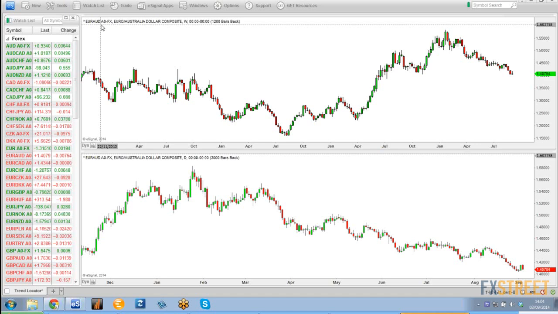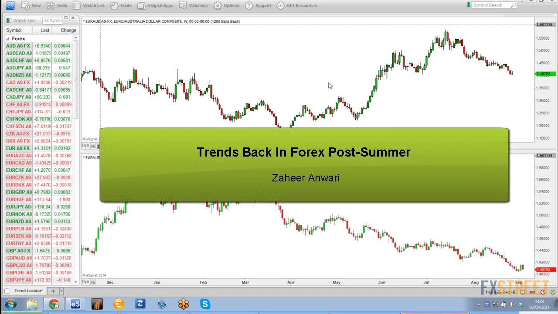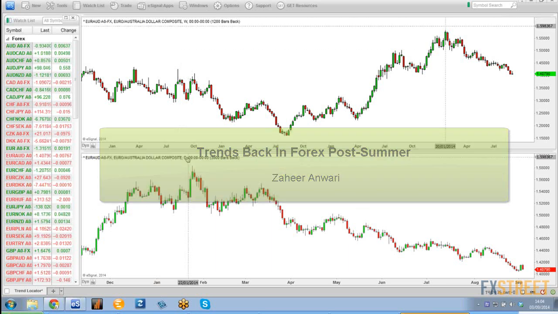Forex market has been quite quiet. However, the Euro Aussie dollar has been one of the better trending pairs, and we'll go through that right now. What you can see at the top is the weekly time frame, and at the bottom is the daily time frame.